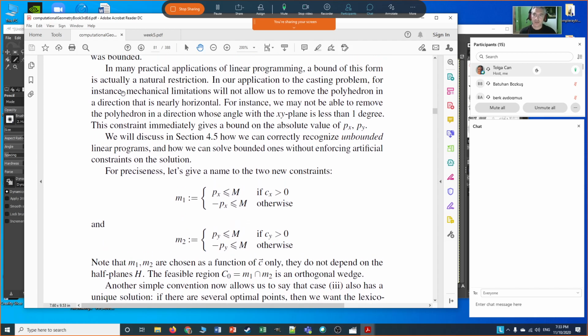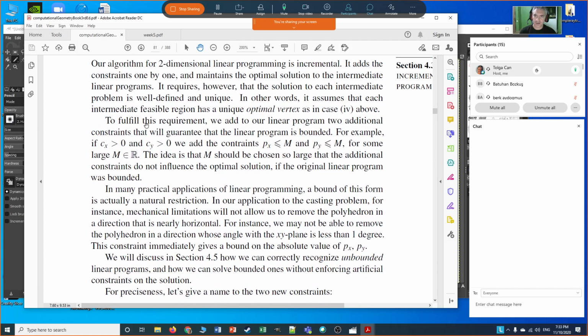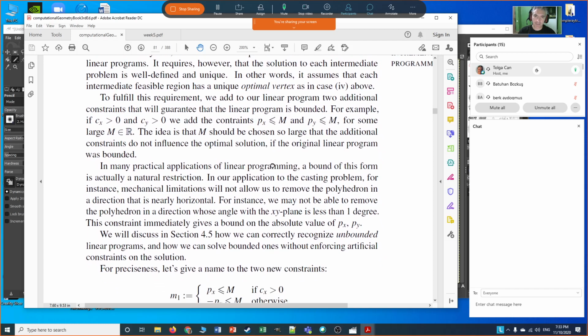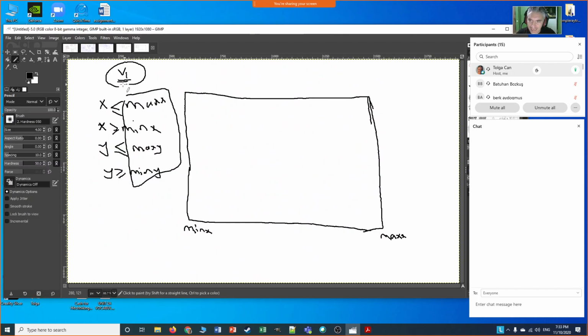So this is given. In many practical applications of linear programming, a bound is actually a natural restriction. Here is the paragraph where it talks about this bound. The reason we need this bound is that in order to maintain such a vertex, the optimum vertex, at every iteration, our solution should be bounded. In the unbounded cases of this linear program, it will be difficult to maintain such an optimal vertex.